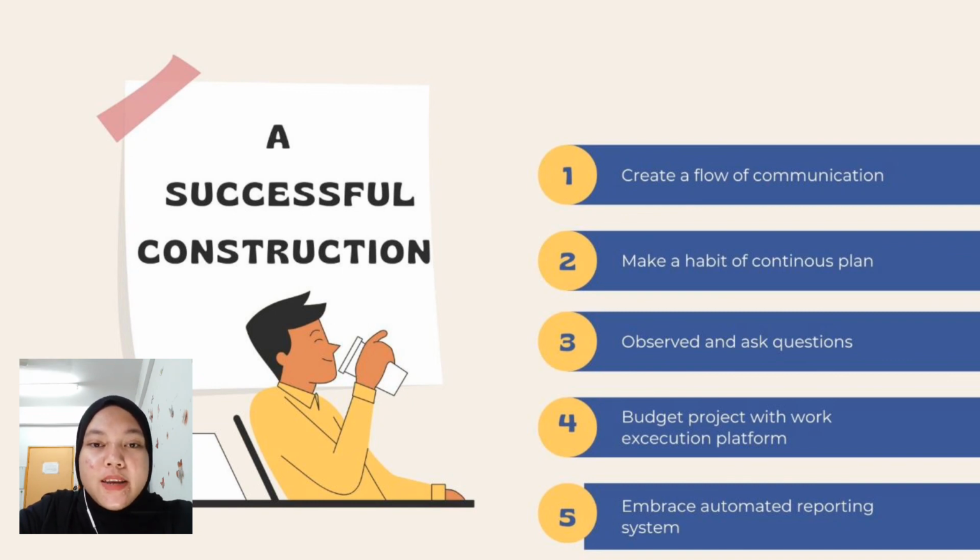The first one is create a flow of communication. Secondly is make a habit of continuous planning. Next is observe and ask questions. And then budget project will work execution platform. And lastly is embrace ultimate reporting system.